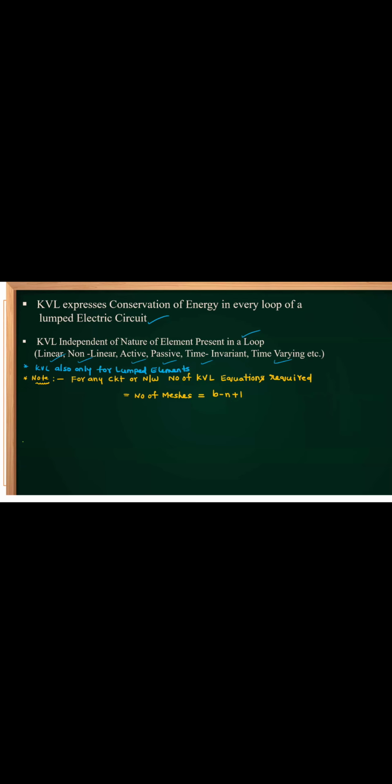For any circuit or network, the number of KVL equations required is equal to the number of meshes. That is B minus N plus 1. How many KCL equations are required? NP minus 1, where NP is the number of principal nodes. Similarly, how many KVL equations are required? The number of KVL equations required is equal to the number of meshes. That is B minus N plus 1. This is important, you have to concentrate. Clear, friends?